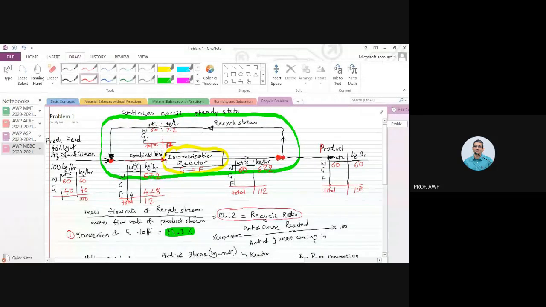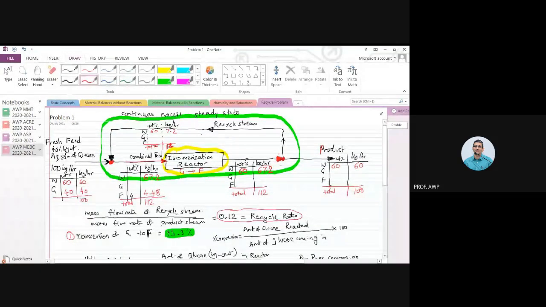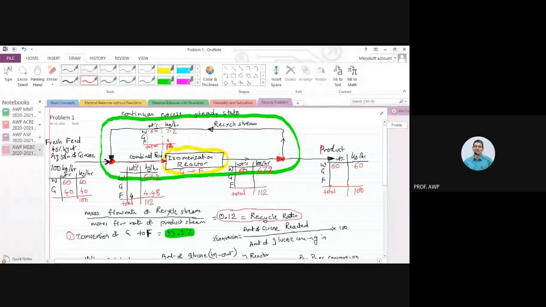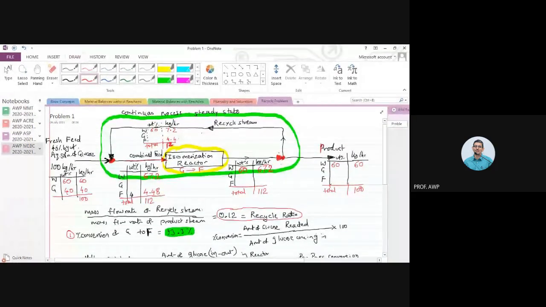Now again, if you look at the point where the fresh feed and the recycle stream are mixing, 4.48 kg per hour of fructose is there in the combined feed. There is no fructose coming from the fresh feed, so all that fructose must be coming from the recycle stream. So in the recycle stream we must be having 4.48 kgs per hour of fructose.